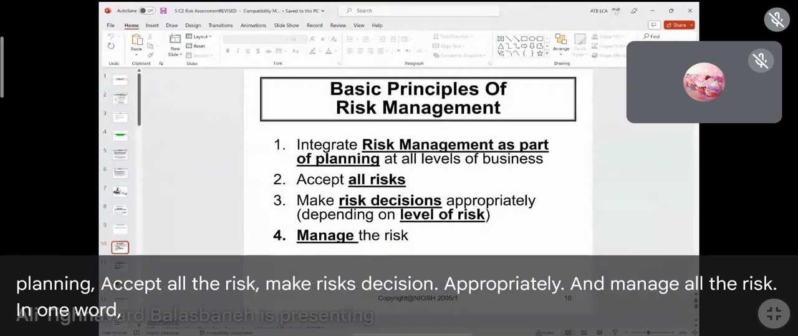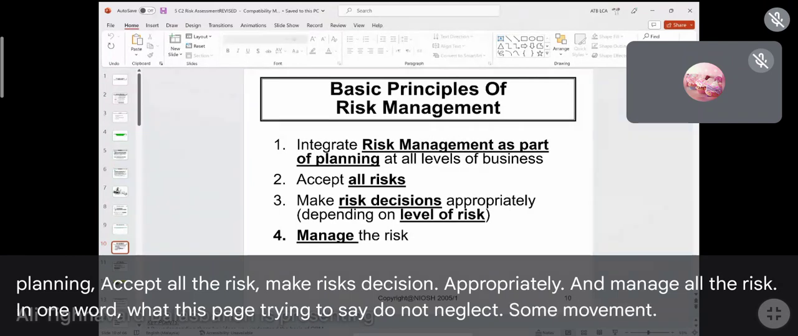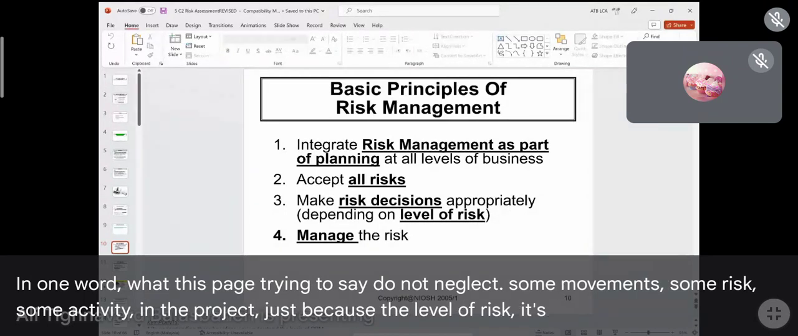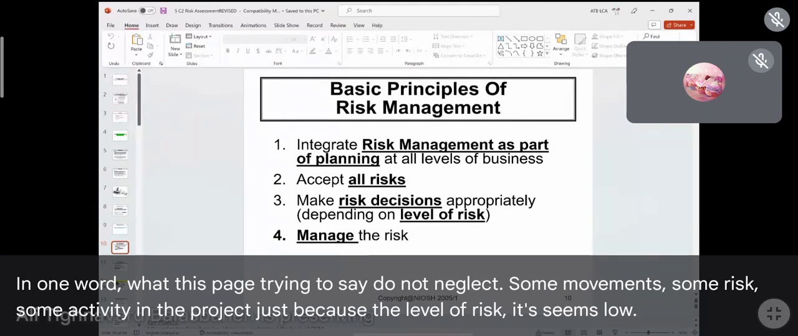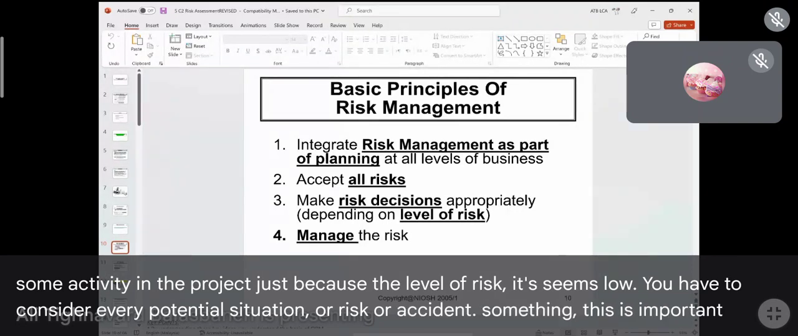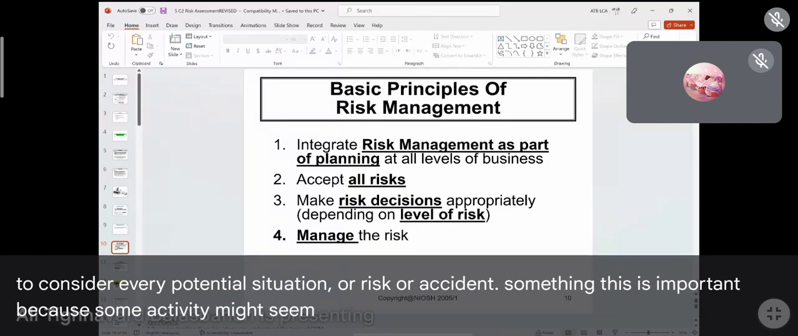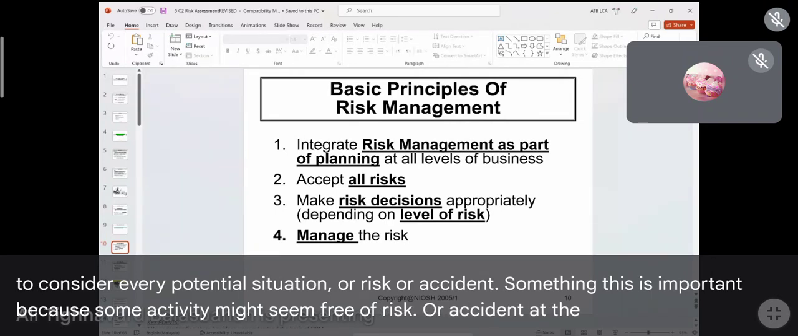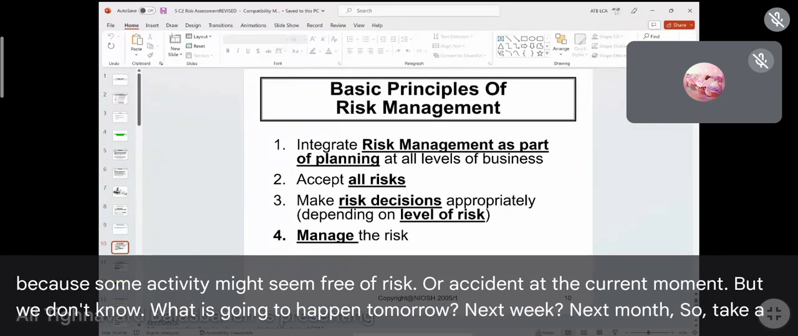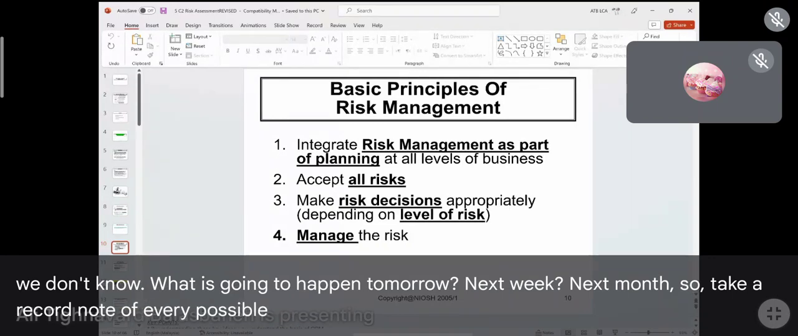In one word, what this page is trying to say: do not neglect any movement, risk, or activity in the project just because the level of risk seems low. You have to consider every potential situation, risk, or accident. This is important because some activity might seem free of risk or accident at the current moment, but we don't know what is going to happen tomorrow, next week, next month. So take a record note of every possible risk that might happen.